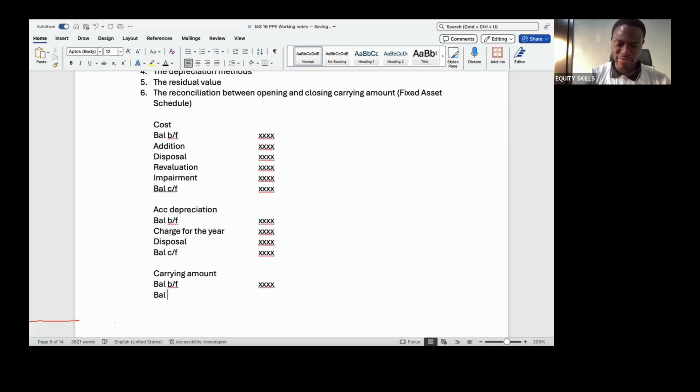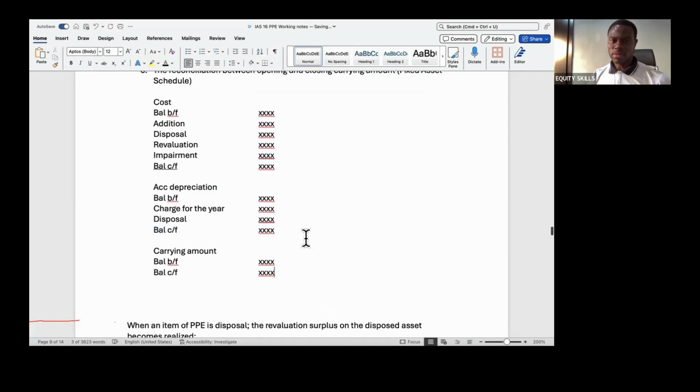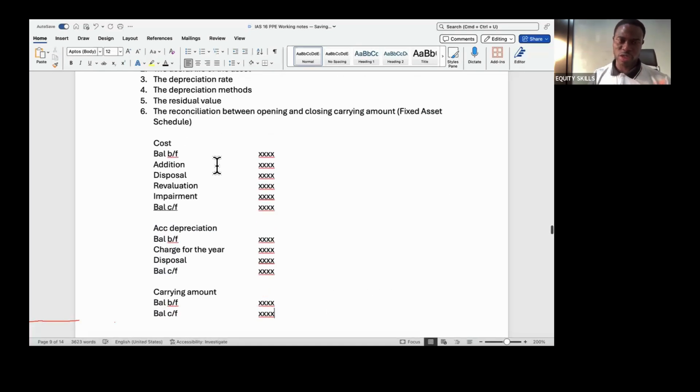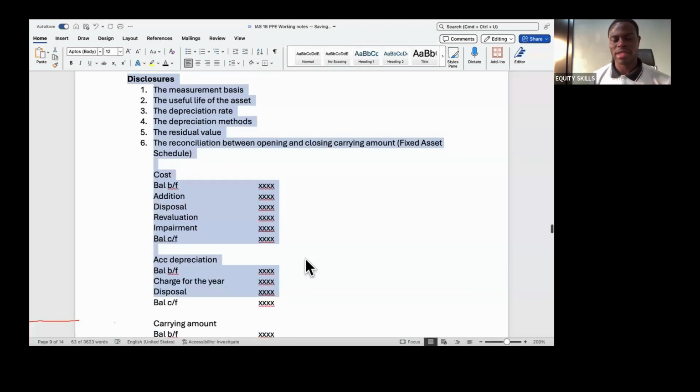Then you have balance carried forward, which is this costs minus the closing accumulated depreciation. And that's it. So you do a reconciliation that will show all of this. So this is your disclosure requirements. And this is it for all the principles on IAS 16.